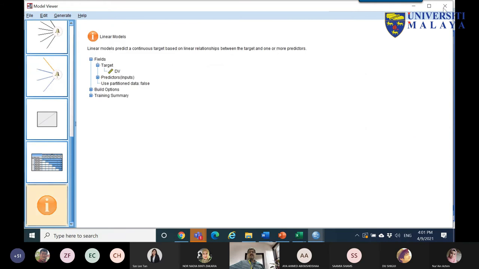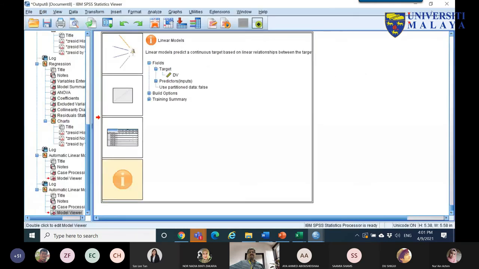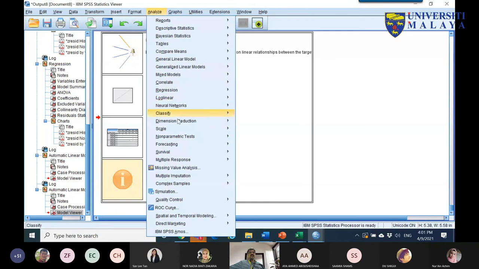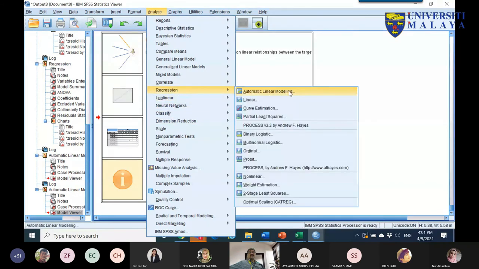So with this option, without anything, you just enter the model and just click. That's why they call it automatic linear modeling. The software optimizes all the things that need to be done automatically. You don't need to kill yourself. Clear? Yes, thank you. Yes, doctor.